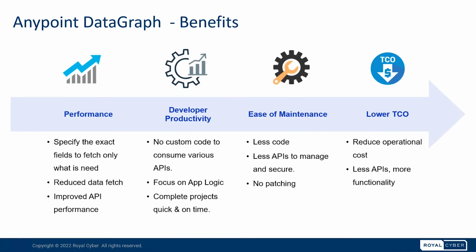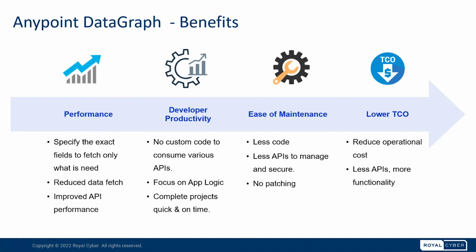We can avoid fetching more data than needed because we can specify the exact fields we need, thus increasing the speed of an API. In case data is needed from multiple APIs, it will help developers, as they no longer need to write custom code to consume various APIs in their organization. They can now focus more on the application logic and deliver projects to customers with much more speed.